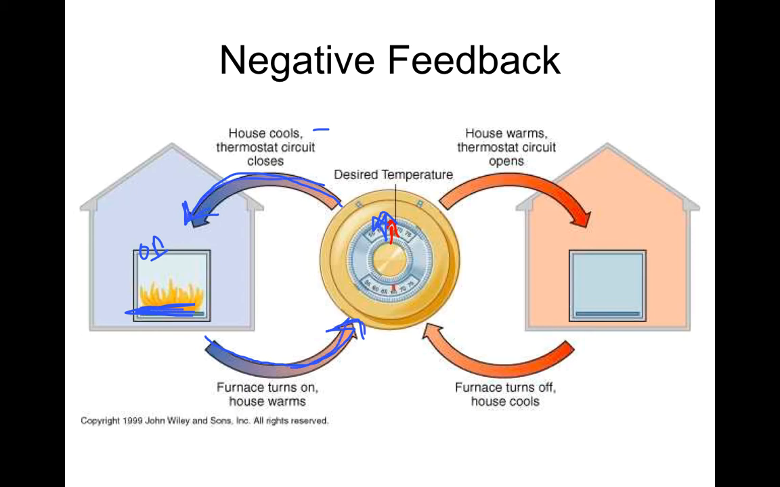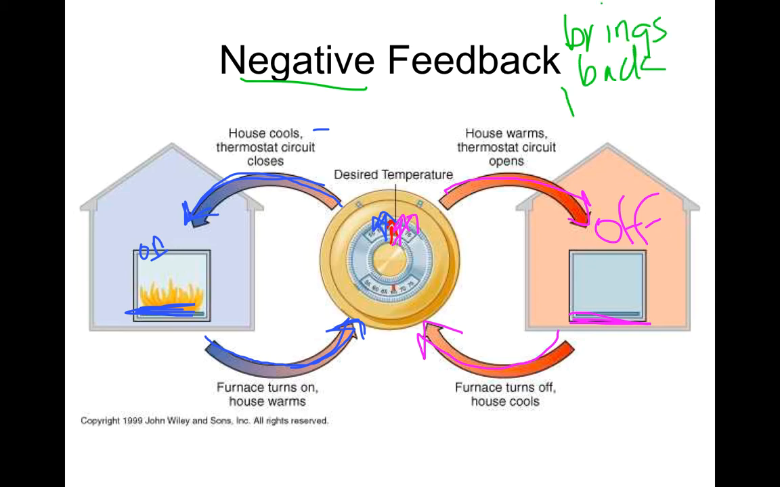Once it gets to the desired temperature, then let's say it starts to heat up and it goes past the desired temperature. Now the house warms. The thermostat circuit opens up and it causes it to turn off the furnace, which then cools the house. It brings it back towards the desired temperature. So the biggest thing here is that negative feedback brings it back to normal.